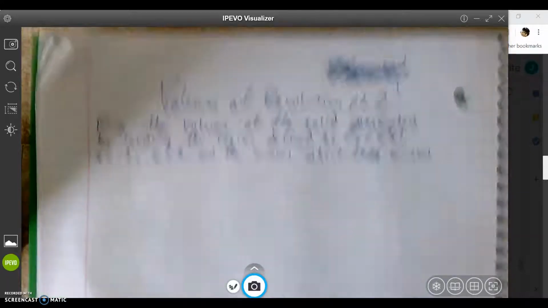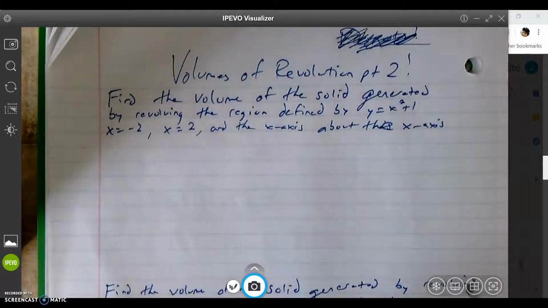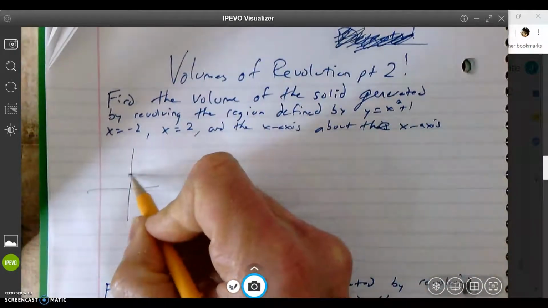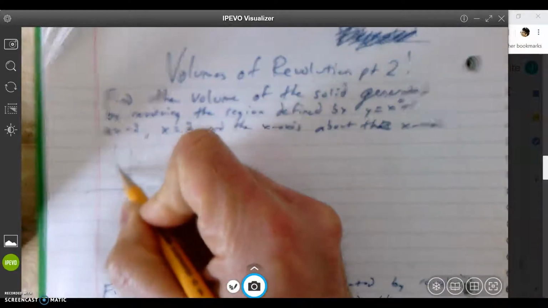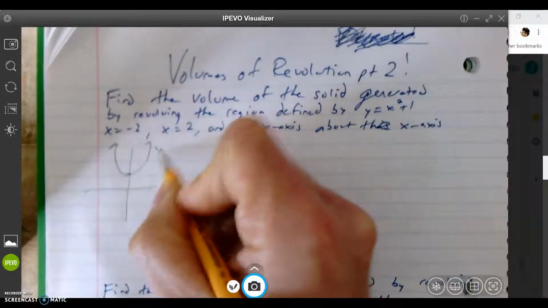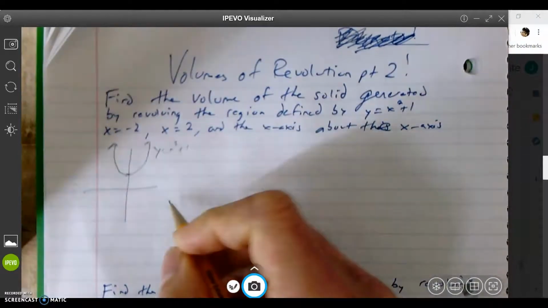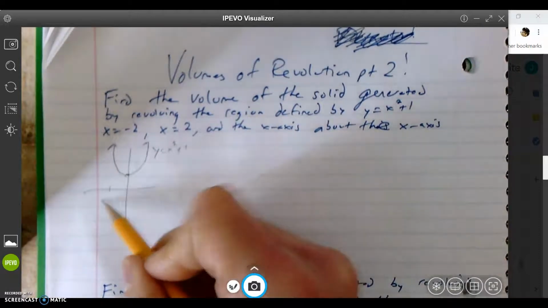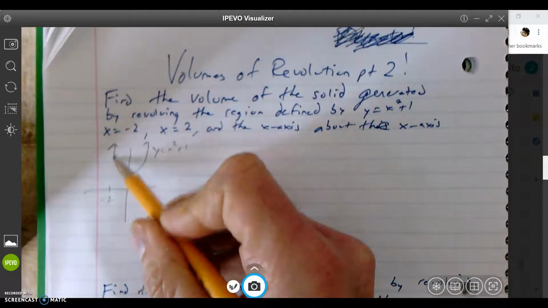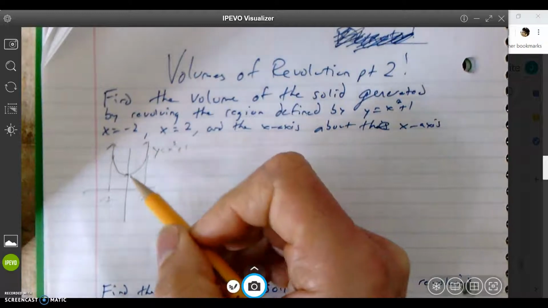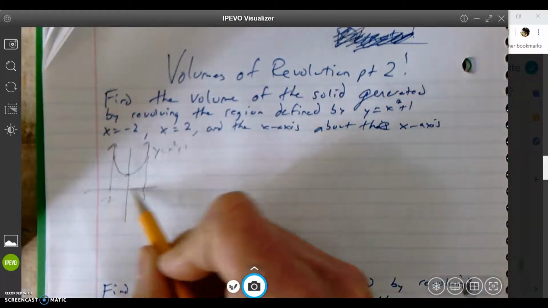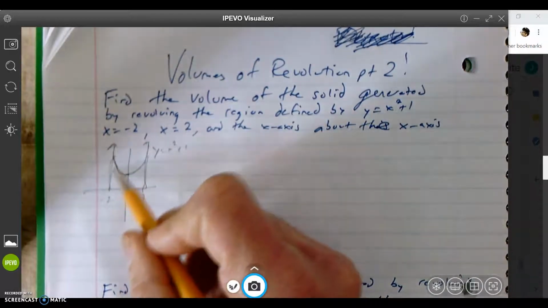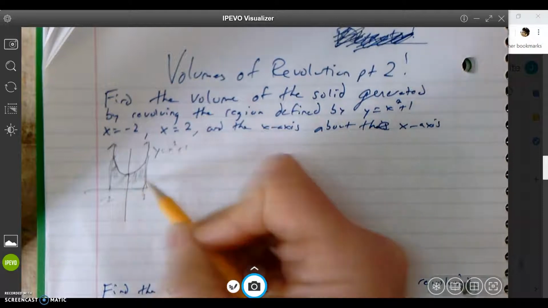All right, cool. So first things first, we need a picture. Y equals x squared plus 1, so that starts on 1, and you got a parabola that looks like this. Okay, and so x equals negative 2 is over here, and x equals 2 is right here. And the x-axis is another border, so it looks like this thing right here. So this is the area that we're going to rotate.